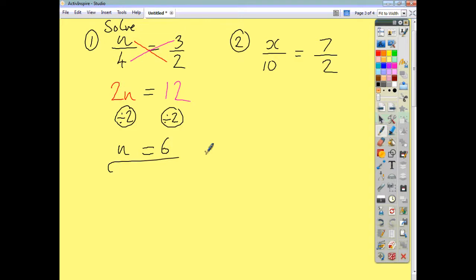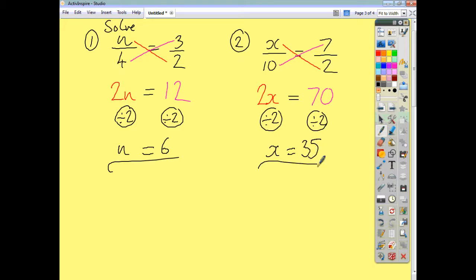Now for this one, cross multiplication, x times 2 is 2x. 7 times 10 is 70. These products must be equal to one another. Again, dividing both sides by 2, you end up with a solution of x equals 35.